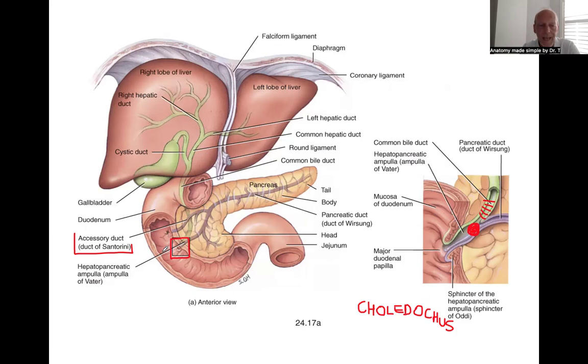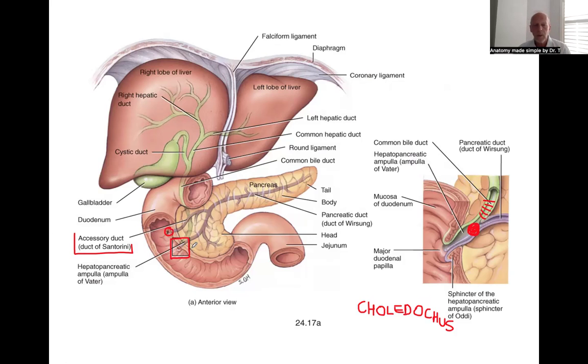It is called the accessory duct or duct of Santorini, and it has its own opening, which is more proximal than hepatopancreatic ampulla. Basically, it is minor duodenal papilla. So the only question that we have to answer right now is how the pancreas knows when to secrete, when not to secrete. Well, there are a couple of things.